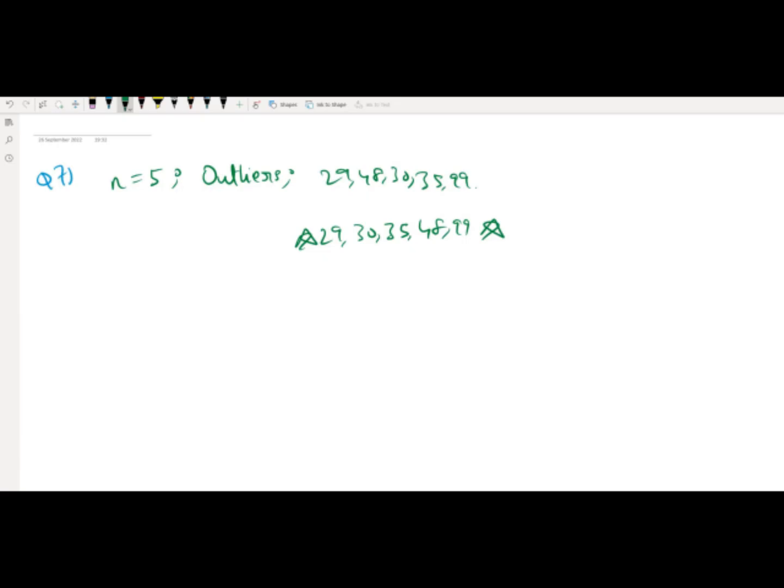Now the outliers. Outliers are of how many types? There are two kinds of outliers: lower outliers and upper outliers. Lower outlier means any value which is less than the value Q1 minus 1.5 times the IQR. This falls under the lower category, and similar is the upper one, Q3 plus 1.5 into IQR.